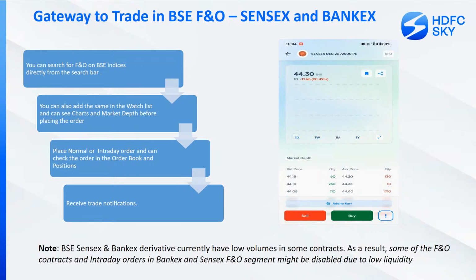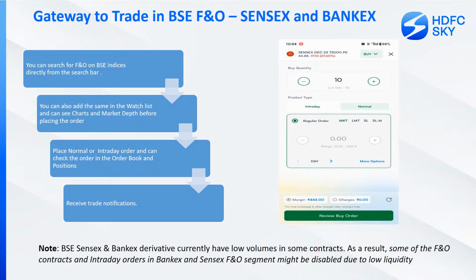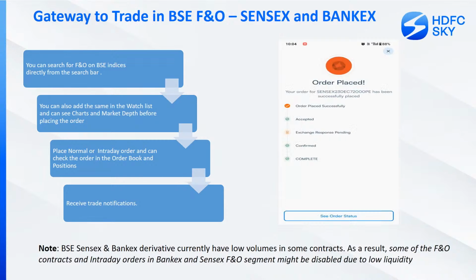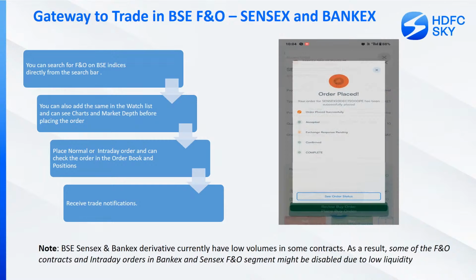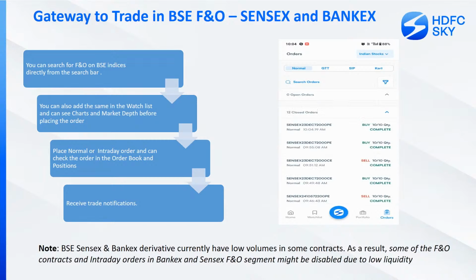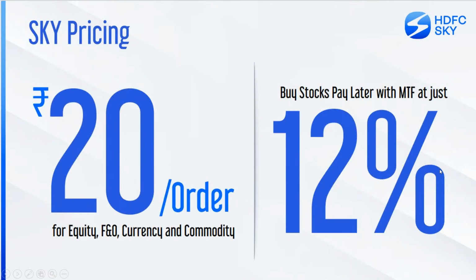Once I made up my mind what I have to do, buy or sell, I will click on buy. Then I can place intraday or normal orders, in market or limit. I'll click on place buy order, and the order has been placed. So this is so simple. You can also check the order from the order status and see if the order is executed, pending, or rejected. So basically, this is how you can place the trade of options, and futures contracts in a similar way. So this is how you can trade in futures and options in BSE F&O.